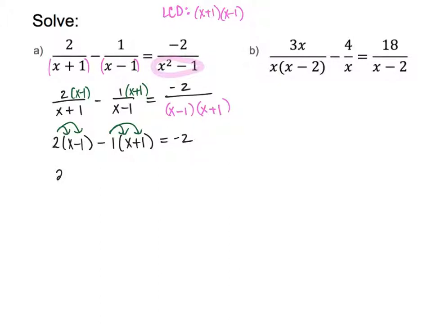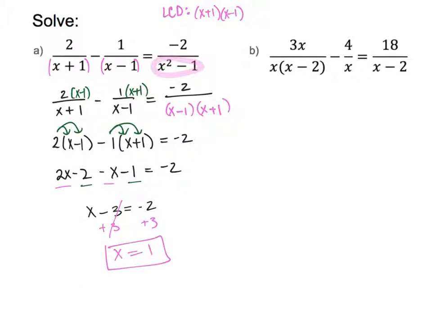So if I distribute, I have 2x minus 2, negative 1x, negative 1 equals negative 2. Now I'm going to combine any like terms that I see. I see a bunch on this left-hand side. So these two can combine, and these numbers can combine. So 2x minus x is 1x. Negative 2 minus 1 is negative 3, equals negative 2. If I add 3 to both sides to get this x by itself, x is equal to 1.